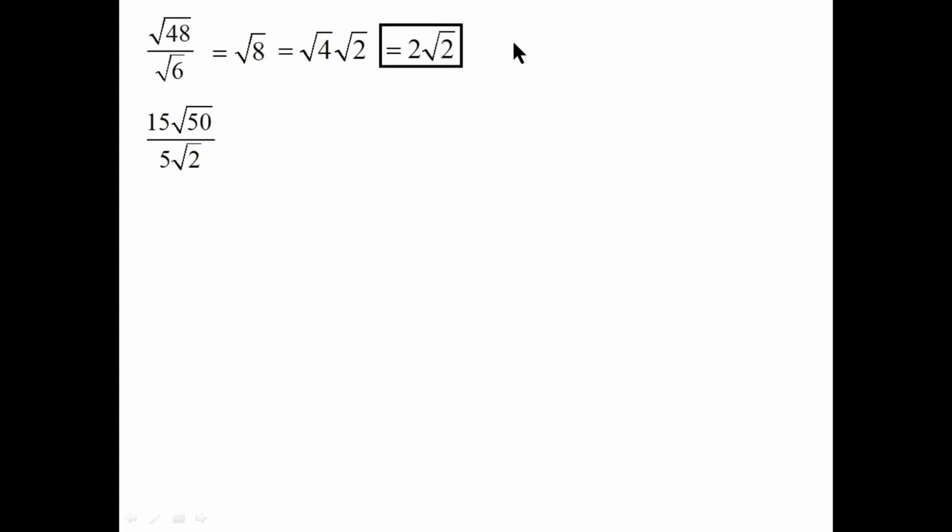Let's go again. 15 root 50 over 5 root 2. Note, we'll not go root 50 over 5 because that would be dividing a radicand by a coefficient. We just don't do that. We'll do the coefficients, 15 over 5, and we'll do the radicands, 50 over 2. So it'll be 3 root 25, and root 25 is a number that we know. 5 times 3 is 15.